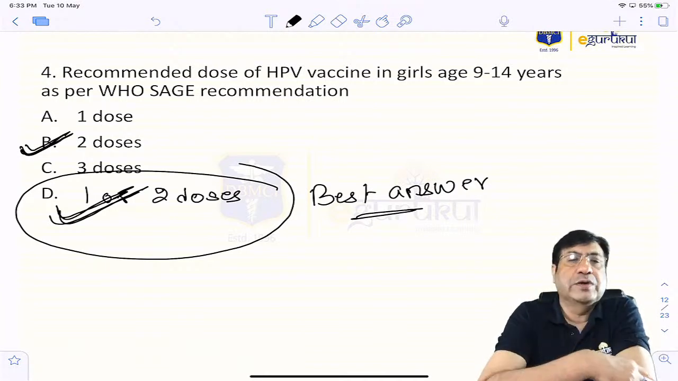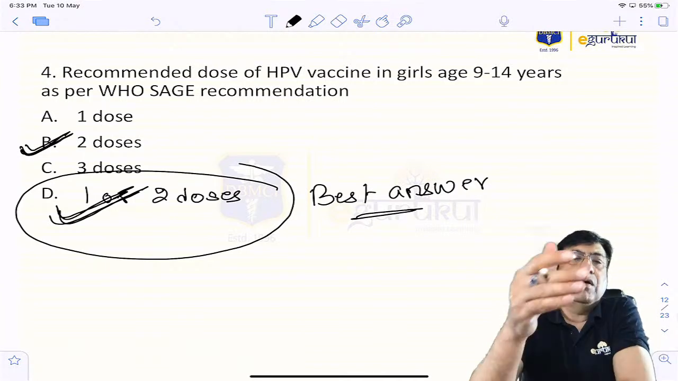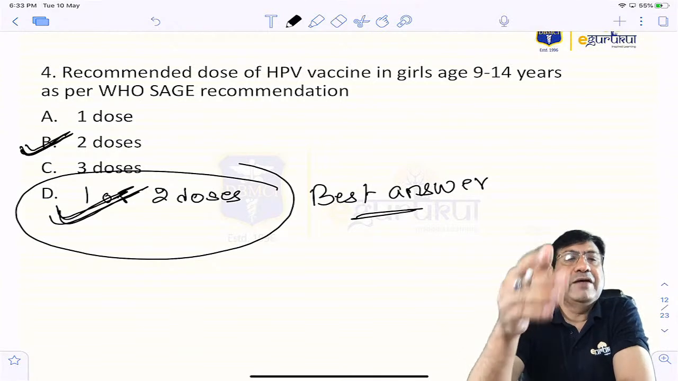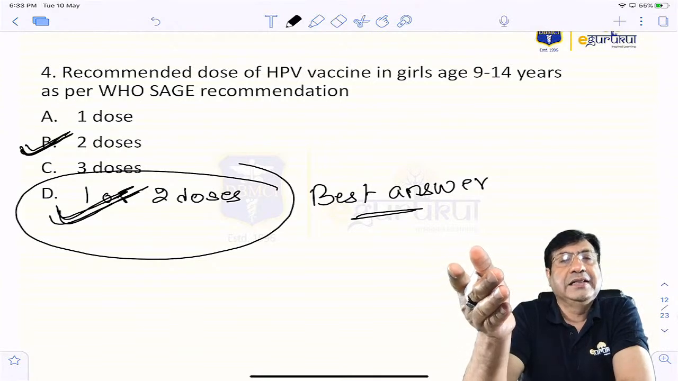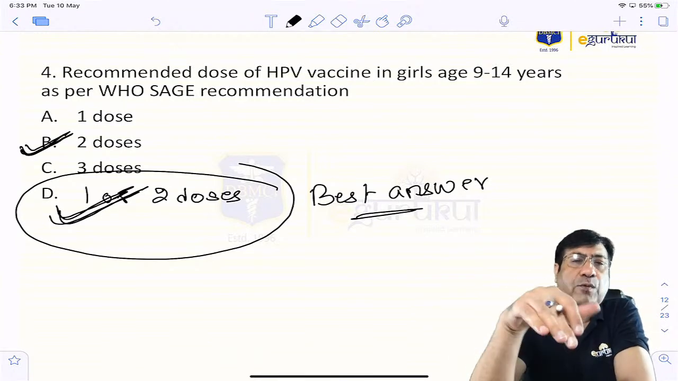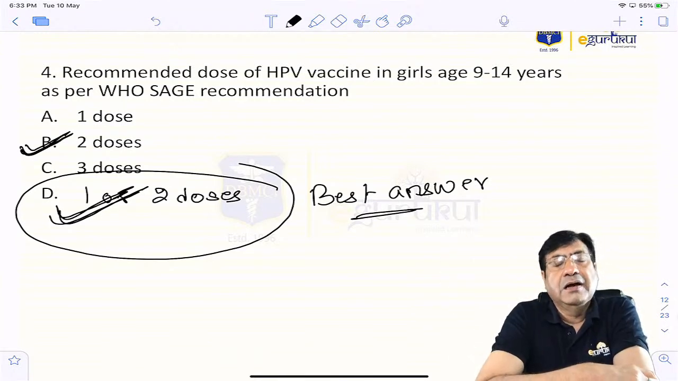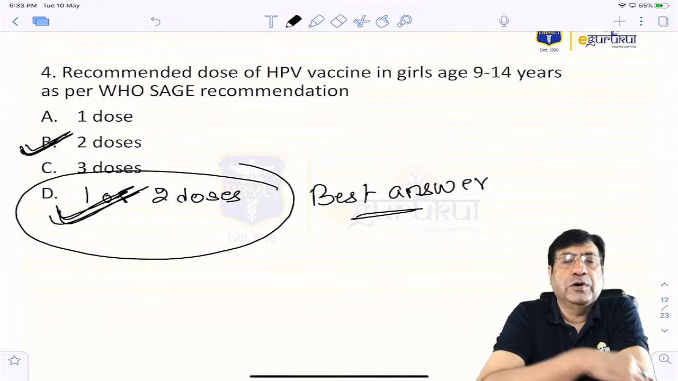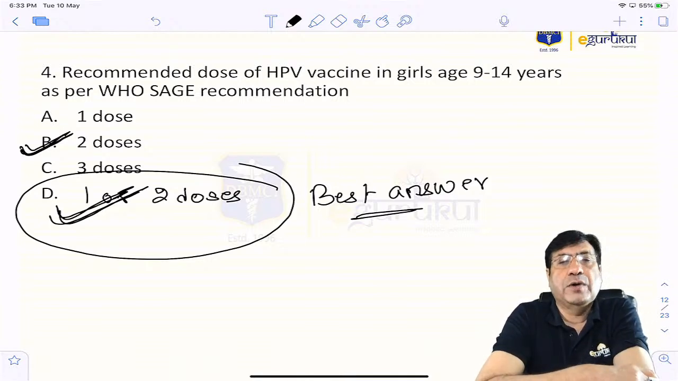For example, in this question, if the option was 1 or 2 doses, then definitely 1 or 2 doses will be the best answer, not 2 doses. Similarly, if there is any other change in the language or in the options of the question, please feel free to put that in the comment section. I would be happy to answer that.